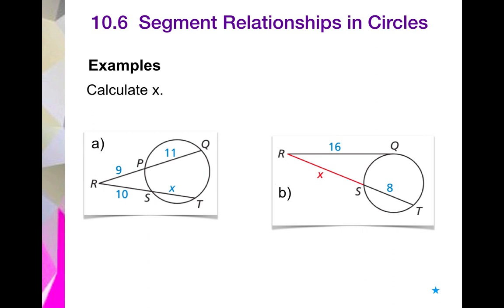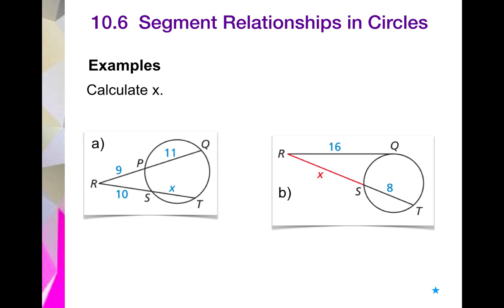We have the secant-secant problem with the first one. We can take 9 and multiply that times 20, because this is the full length, and then make that equal to 10 times 10 plus x. And once you have that, you can solve for x.